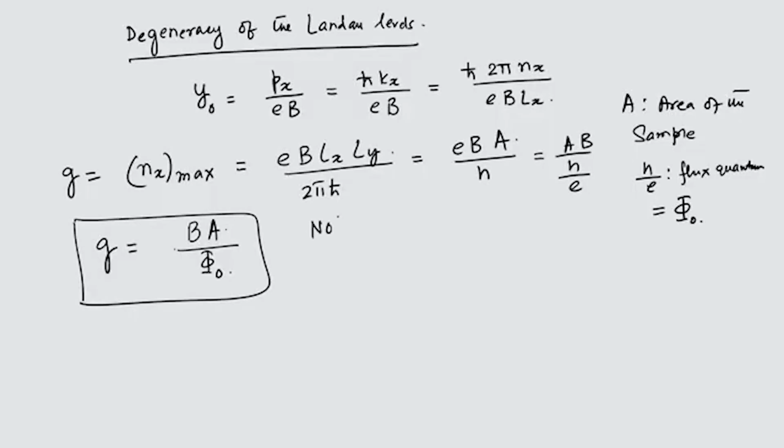Okay, so, two things that we notice here. You note that the degeneracy is, of course, what I told you, proportional to B and A.